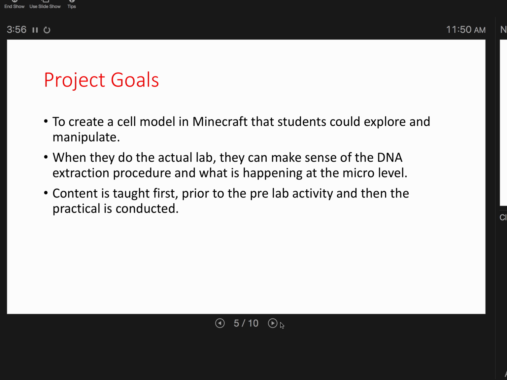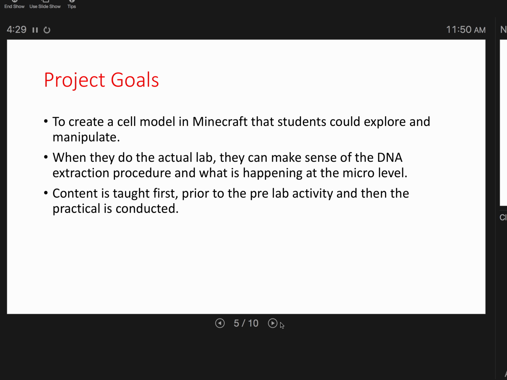Okay, so his project goal was to create a model where students could explore and manipulate. So they have to use different chemicals, which are like their pickaxes. And if that chemical doesn't work at getting into the cell wall, then they try a different pickaxe, which might be a salt or an acid or a base, or a soap, and until they find the right one, they won't get in. So when they do the actual lab, then they can make sense of the DNA extraction.